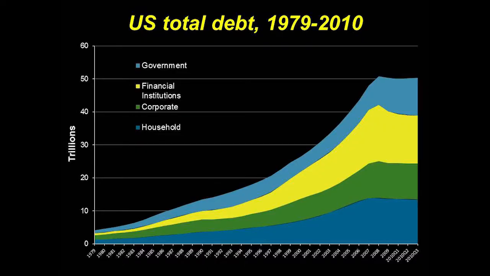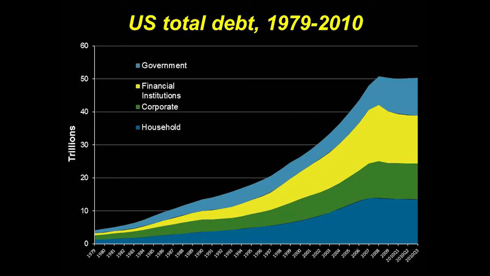Now this is total U.S. debt. It breaks out government debt, which is the top bit in blue, and then corporate debt, that's financial institutions in yellow, corporate debt in green, and then household debt in the dark blue at the bottom. And as you can see, up until the big crash in 2008, government debt wasn't actually growing any faster than other categories of debt.